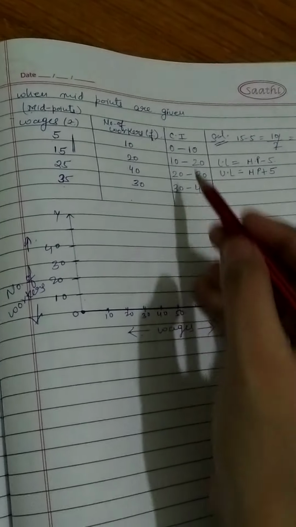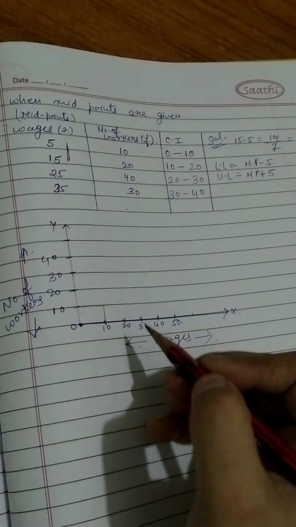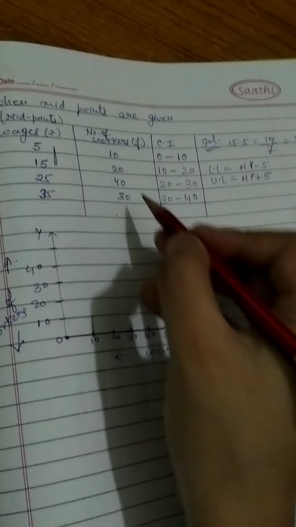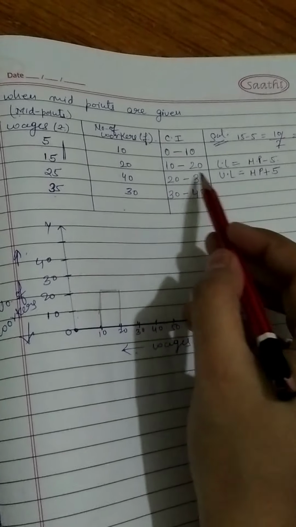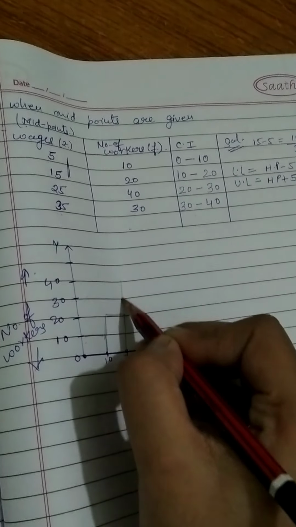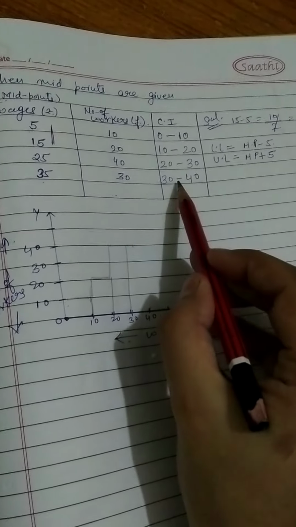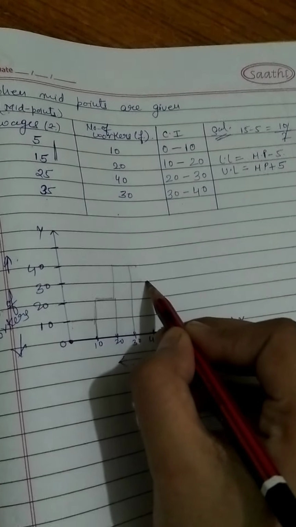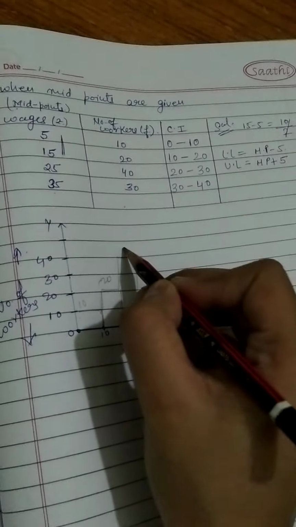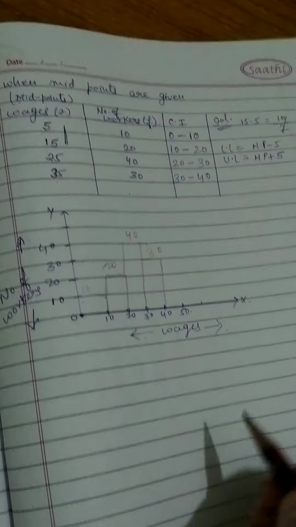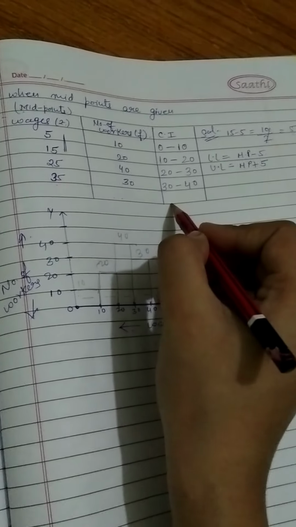Now we will draw the histogram. 0 to 10, frequency is 10. Then 10 to 20, frequency is 20. Then 20 to 30, it is 40. And 30 to 40, it is 30. So 10, 20, 40, 30. All these bars are of equal width because the class interval is equal.